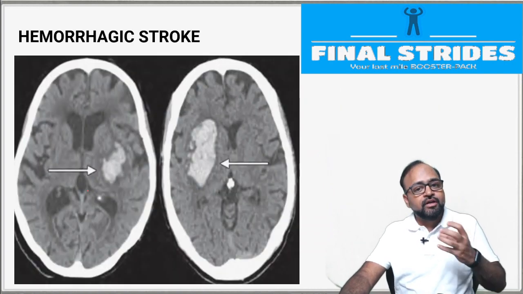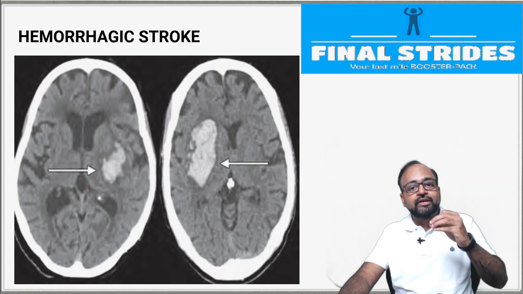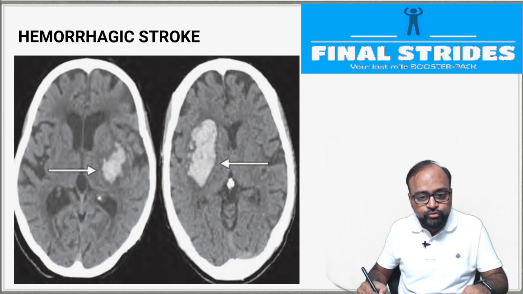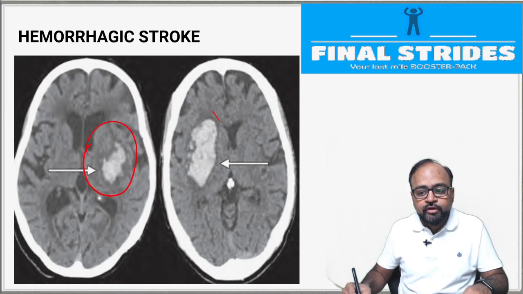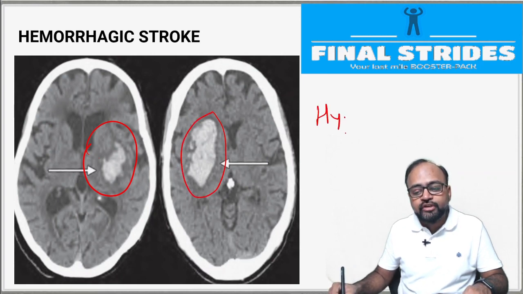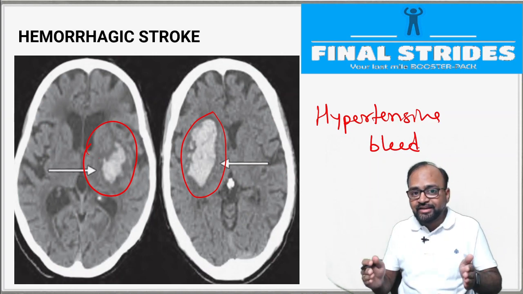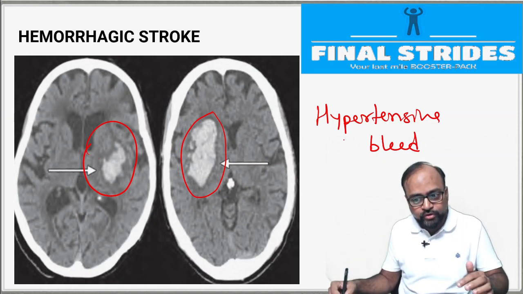Now a patient comes to you with altered sensorium, right, and high blood pressure. You see a hyperdense, bright appearing lesion within the basal ganglia here. Remember, if you see a bleed within the basal ganglia, it is always a hypertensive bleed unless proven otherwise.